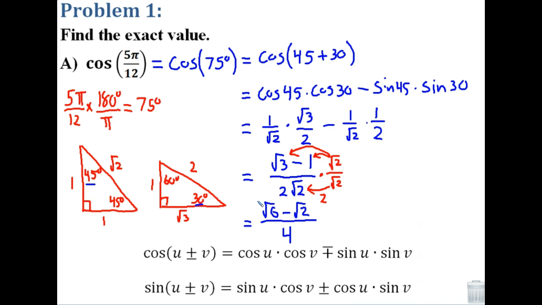All right, that's my final answer. That's as simple as I can make this. Can't combine these roots because they're not the same. All right, there you go. Again, the process there was: take the angle that we can't evaluate by hand, split into angles that we can evaluate by hand using special right triangles, apply our sum and difference formula, and then just evaluate all the pieces and add it together.